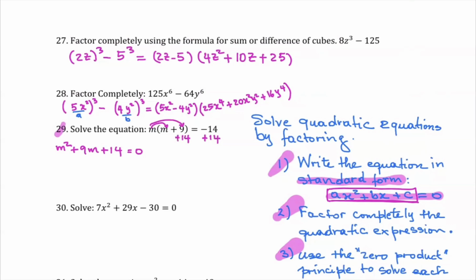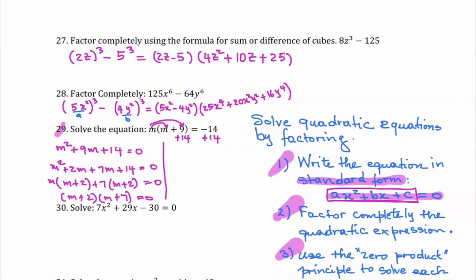So now we can factor this by finding two factors of 14 that add up to 9, or 7 times 2. So that's m squared plus 2m plus 7m plus 14 equals 0. M is the common factor for the first group, m times m plus 2, plus 7 times m plus 2 equals 0. So that'd be m plus 2 times m plus 7 equals 0.